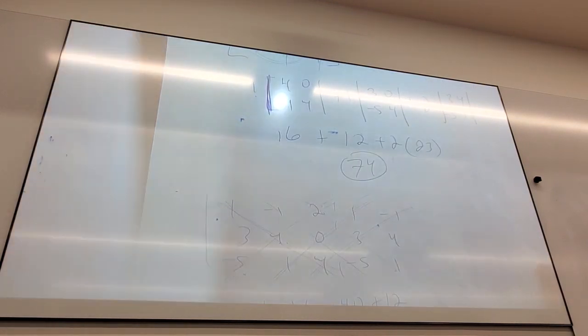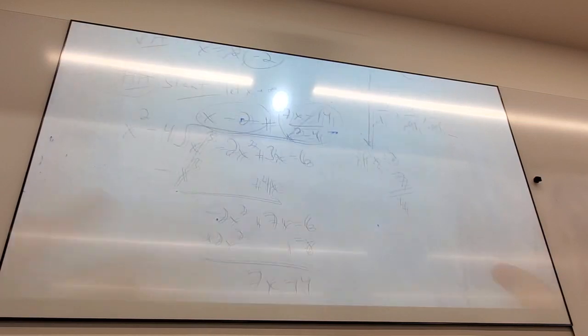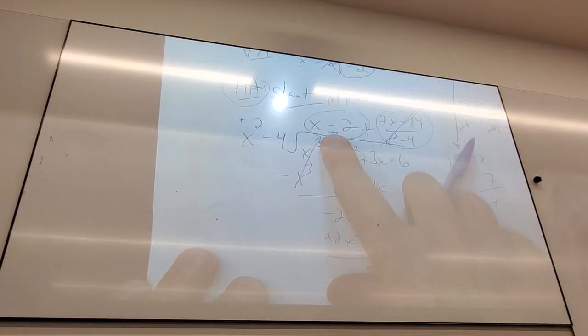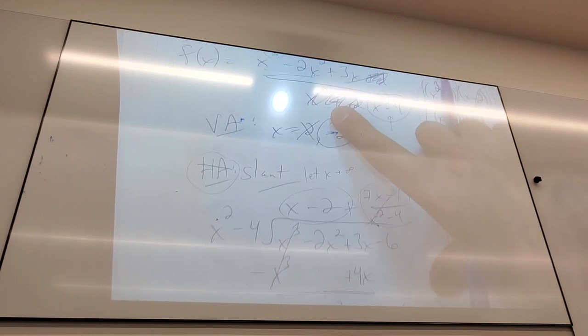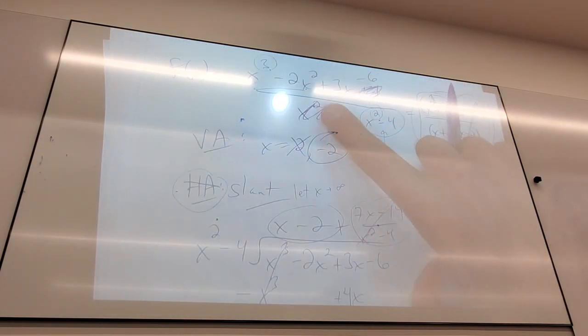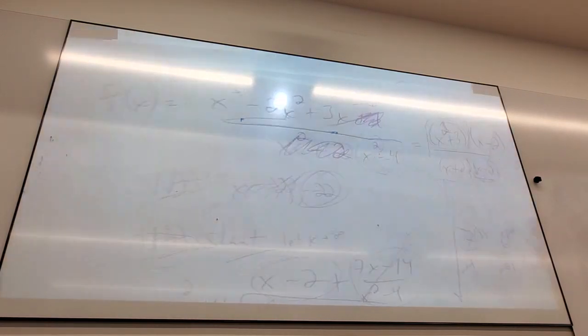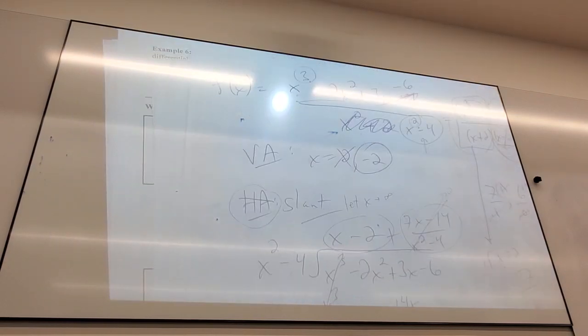Alright. So slant asymptotes, how do you find them in general? You long divide. When do you know there's going to be a slant asymptote that exists? When the numerator power is bigger than the bottom, right? That's when there's going to be a slant asymptote. Okay. So the process for finding out what it is is just the long divide.